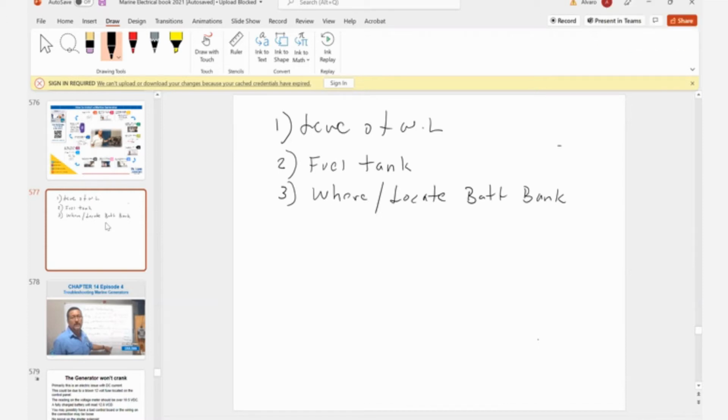You want them as close as possible. No. As close as possible, to avoid excessive voltage drop. Great. Excellent. What is the other important factor in that decision of the location of the generator?